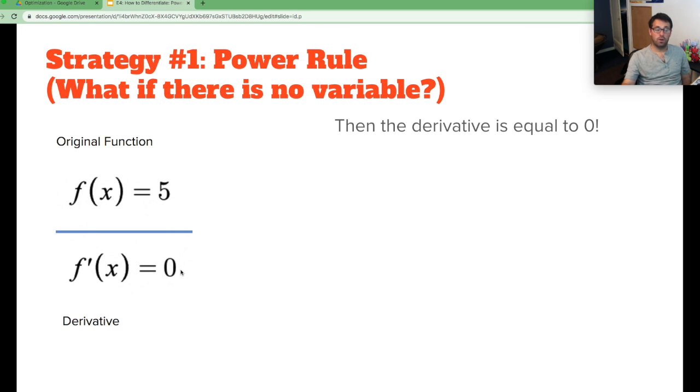What if there is no variable? If there's no variable, the power is 0. So that's pretty much it. When we bring down the coefficient of 0, so if we had that x to the 0, we bring that down in the first step. 5 times 0 is 0. So if there is no variable, then the derivative is always equal to 0. And that'll do it. That's all you need to know about the power rule.